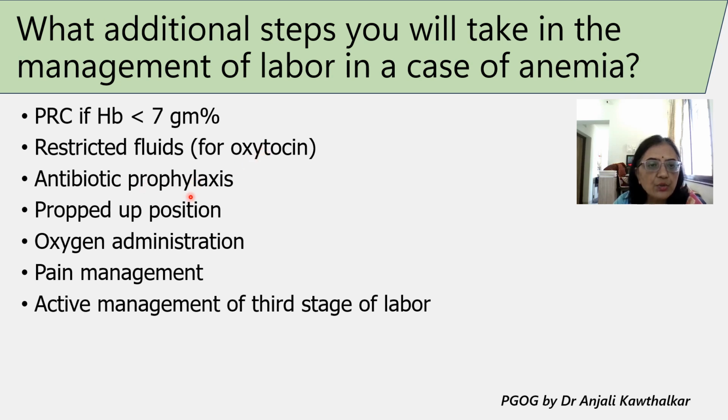Antibiotic prophylaxis needs to be given. Proper position and oxygen administration if the patient has severe anemia with impending failure. Pain management has to be proper, and there should be active management of the third stage of labor with prophylactic oxytocin administration, mainly to reduce the blood loss. Even normal blood loss in the third stage, the patient might not tolerate if she has severe anemia.